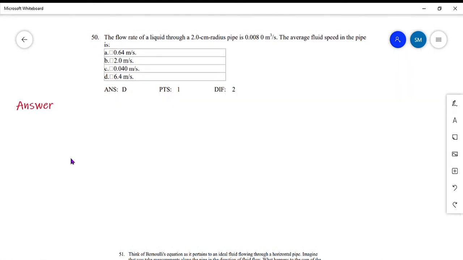Question number 50. Yes, the rate of flow. He said in the question the rate of flow. He didn't mention whether he means the volume flow rate or the mass flow rate. How can we know from the unit? The unit here is meter cube per second, so he means the volume flow rate. If the unit was kilogram per second, he would mean the mass flow rate.